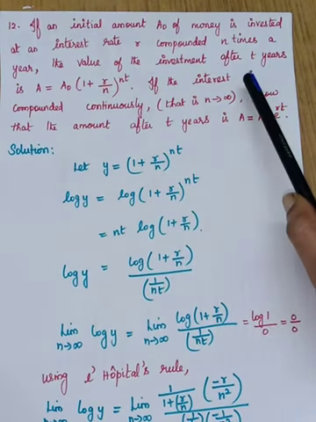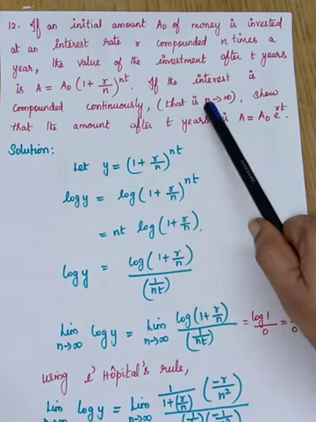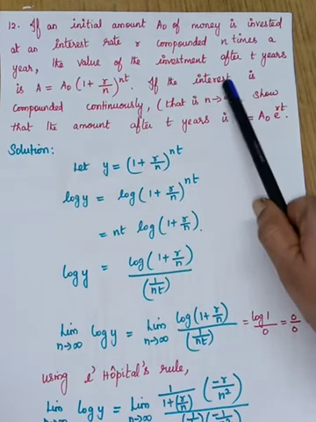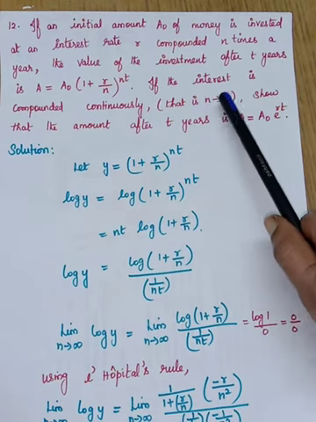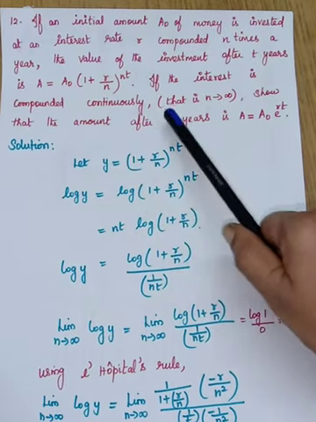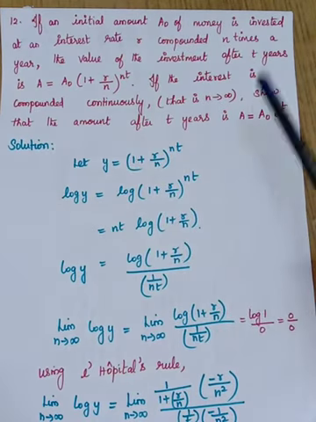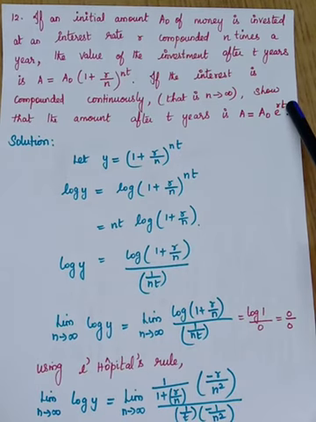If the interest is compounded continuously, that is n tends to infinity. What is n? Number of times per year. So it tends to infinity. Show that the amount after t years is A is equal to A0 e power rt.